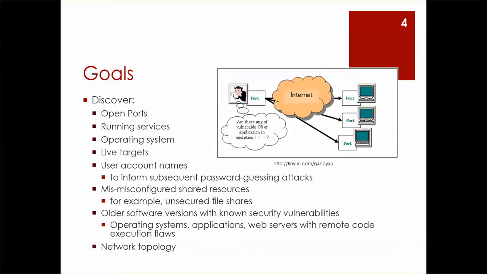So we talked about the goal of the discovery, that intelligence gathering is open ports, running services, operating system, whether or not the target is live, potentially user accounts, misconfiguration. So for example, you have a weak OpenSSL implementation, older versions of software, including network topology. So what is the layout of the different systems that you actually are planning to evaluate?